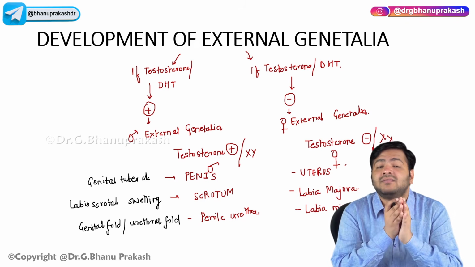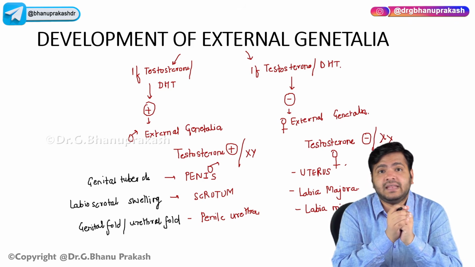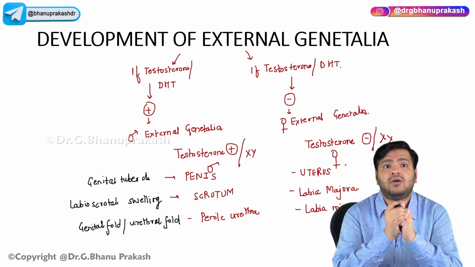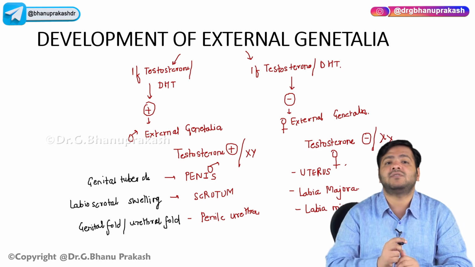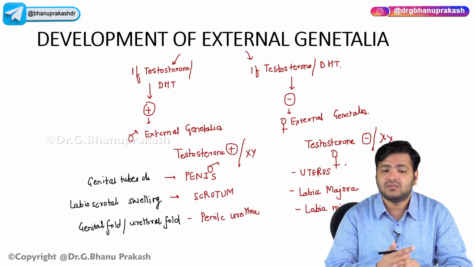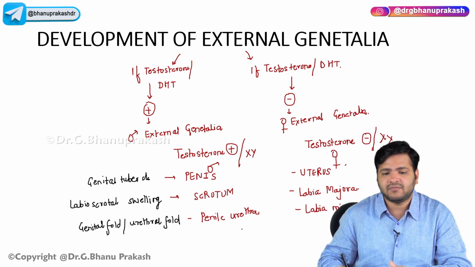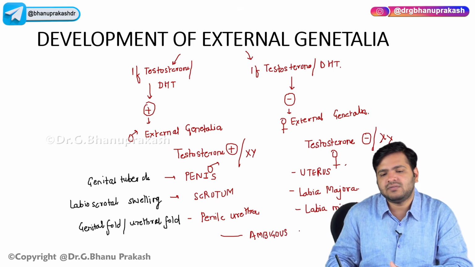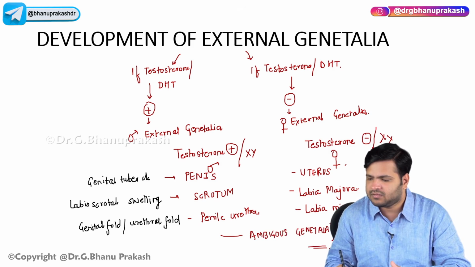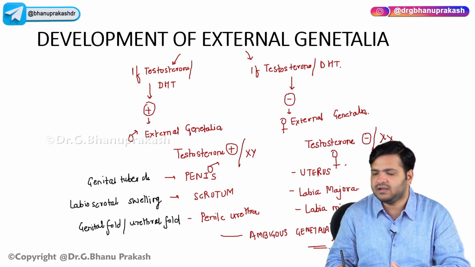Now it is the testosterone which is present and which decides whether the genitalia will be male or female. Now suppose the testosterone is not present normally, if the testosterone levels are low, then in both male and female it will lead to something called ambiguous genitalia, right?